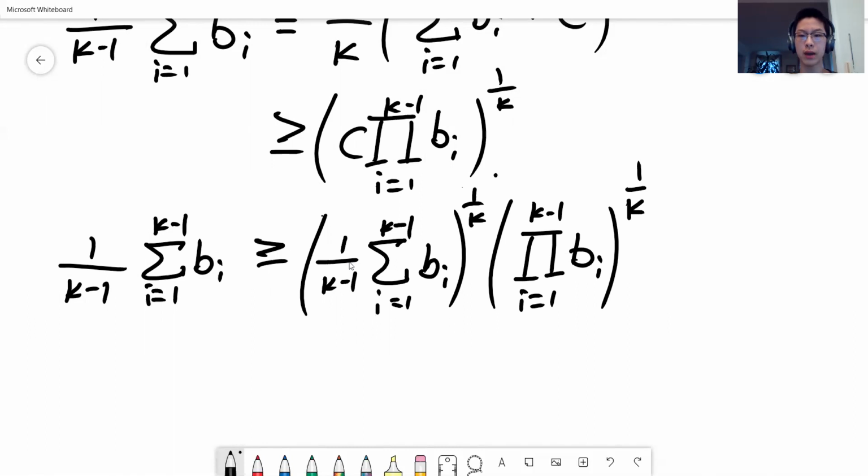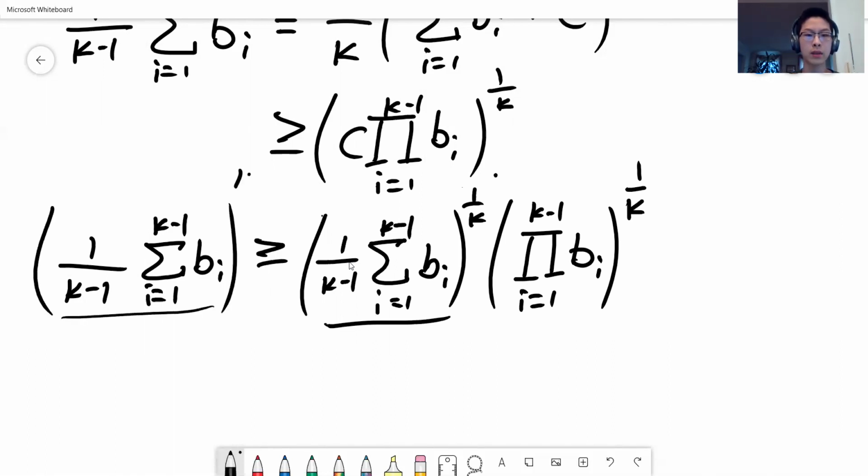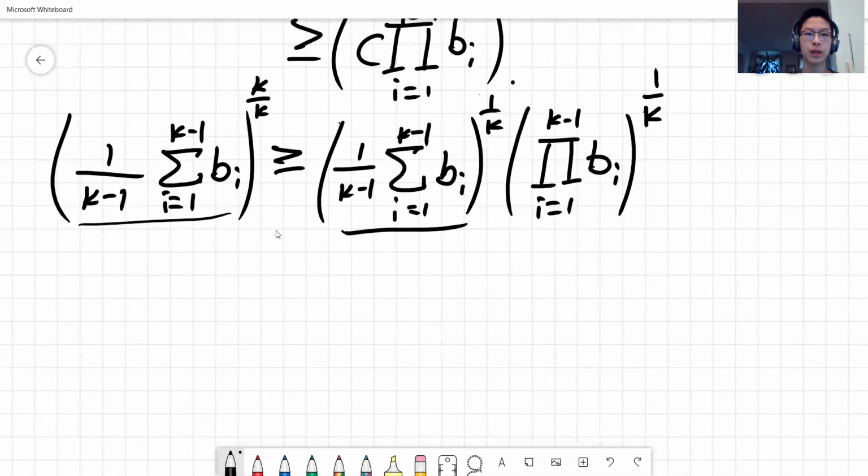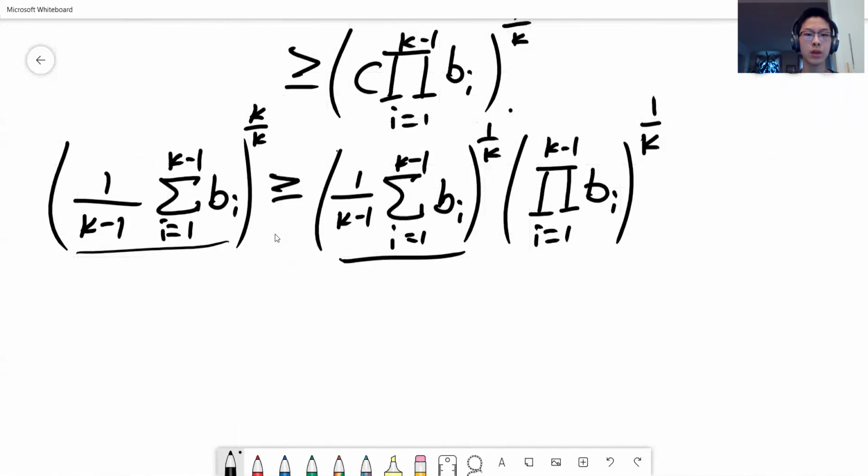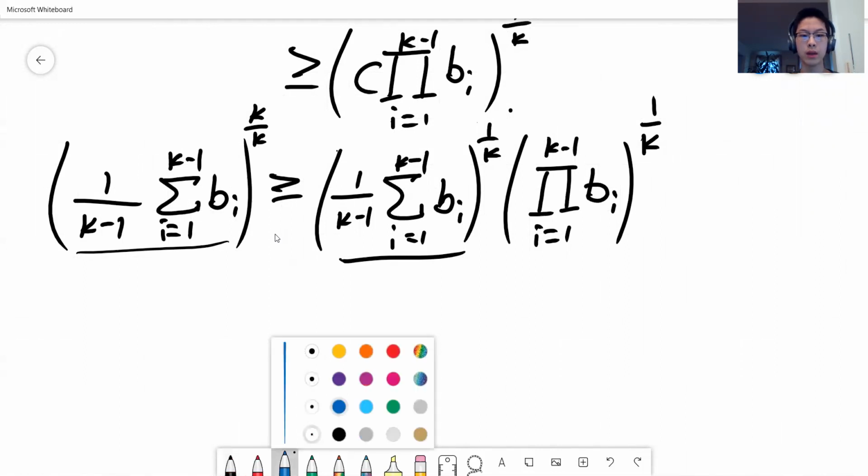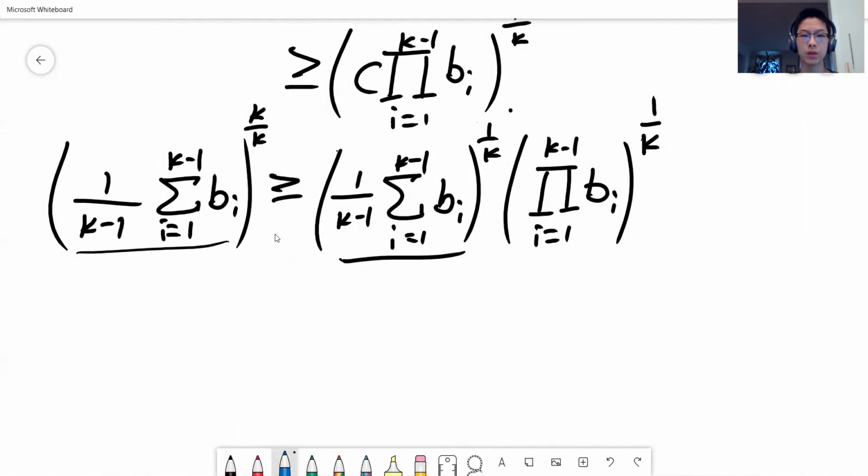And so we need to figure out how to turn this into a k minus 1. But this will all work out in the end, because this term and this term are the same. So this is really k over k, so we can divide out. We're going to divide out by the average of the b's times the power of 1 over k. So we're going to divide out by this. Okay. And here's what we're going to get.